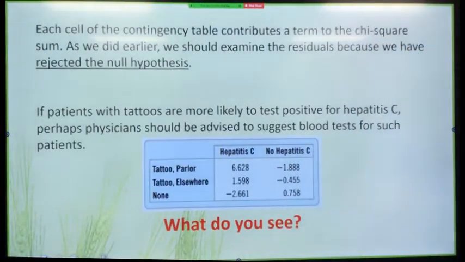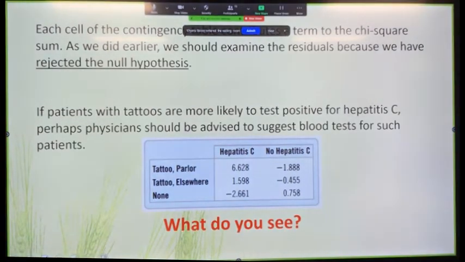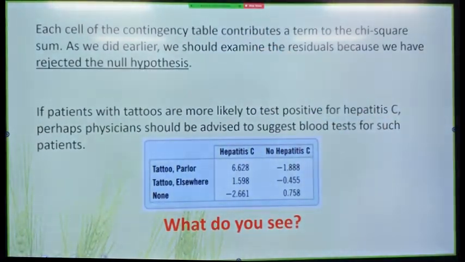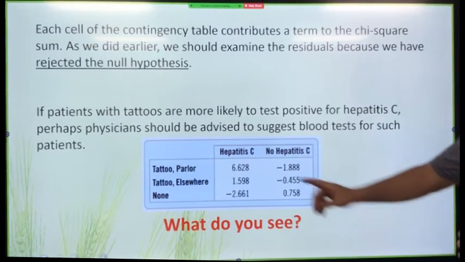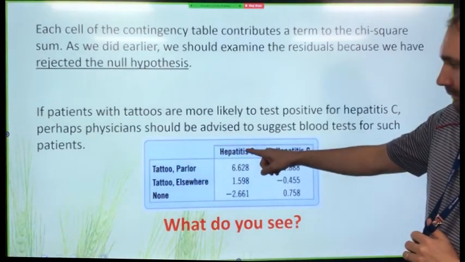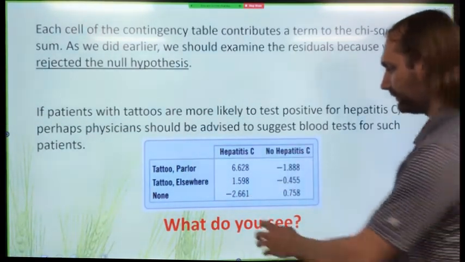If patients with tattoos are more likely to test positive for hepatitis C, perhaps physicians should be advised to suggest blood tests for such patients. So looking at this data, what do you notice? What stands out? Look at the numbers. There's negatives. There's positives. Is there any one negative or positive that's bigger than the other? Yes, which one? The non-hepatitis, hepatitis C and what? None is the lowest. Okay, and none.